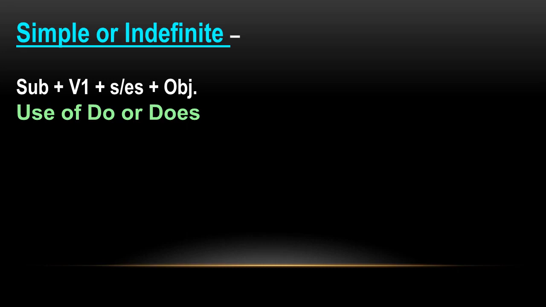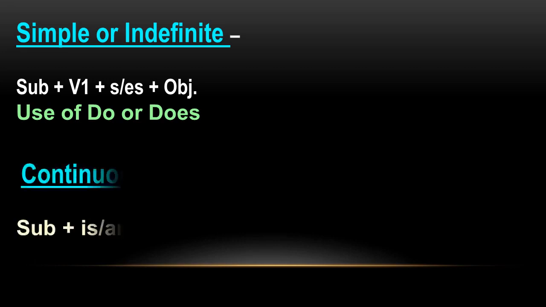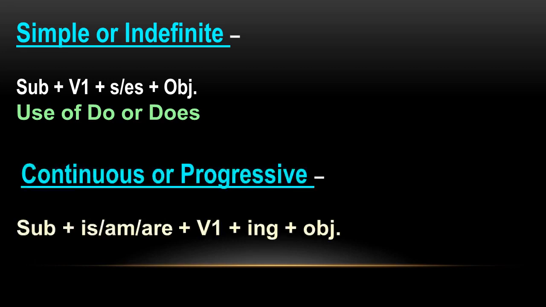Then to change the affirmative sentences into negative or interrogative, auxiliaries do or does were to be used. Does is used with third person singular and do with first person, second person and third person plural. Then we discussed continuous or progressive tense. Its structure was subject plus is/am/are plus first form of the verb plus ing plus object.